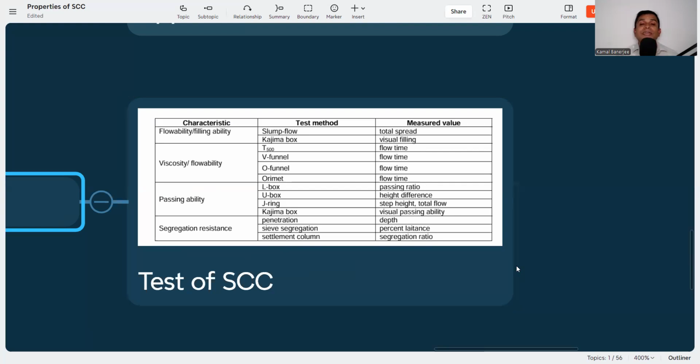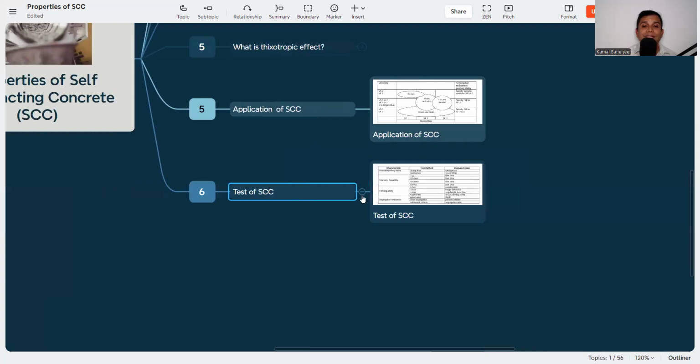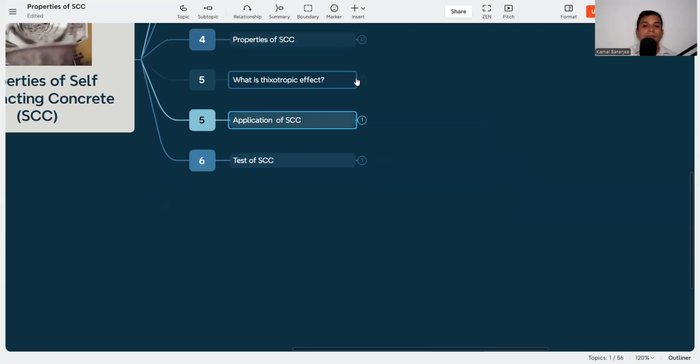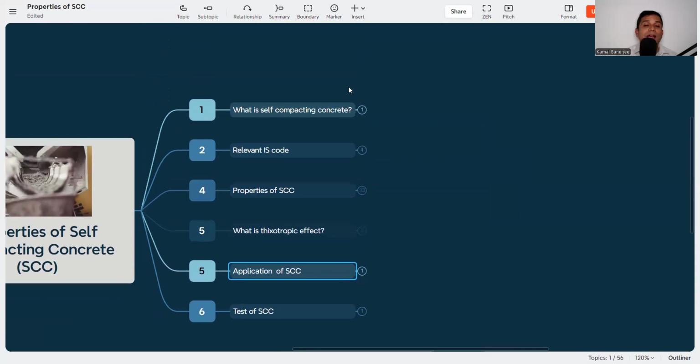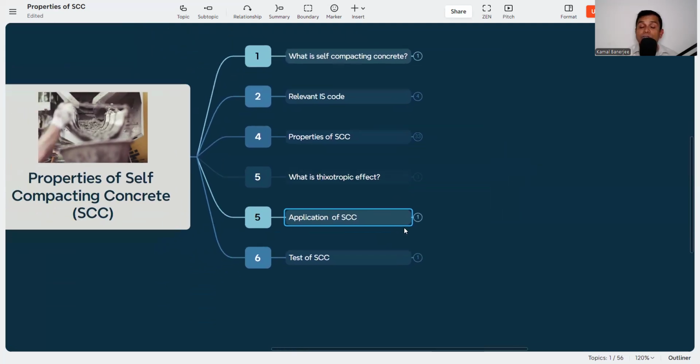So this table also I am taking from the EFNARC guidelines. It has given the total guidelines: whatever test is performed, what the measured value is and what the test method is. Please check that book. It is highly recommended if you want to know about self-compacting concrete. So let's summarize whatever we discussed today. That is, what is self-compacting concrete, what is the relevant IS code and the guidelines, the properties of self-compacting concrete, what is the thixotropic effect, what is the application of self-compacting concrete, and what are the tests to be conducted for self-compacting concrete. So that is all for today about the properties of self-compacting concrete.